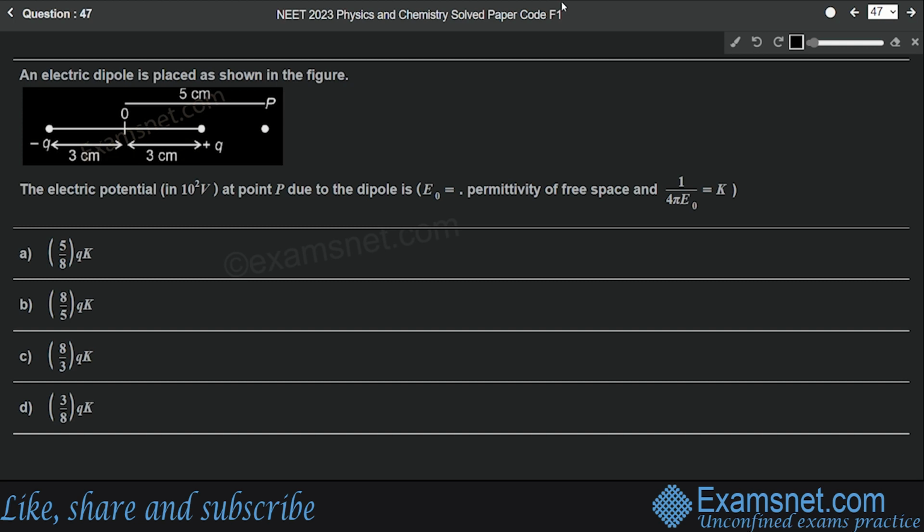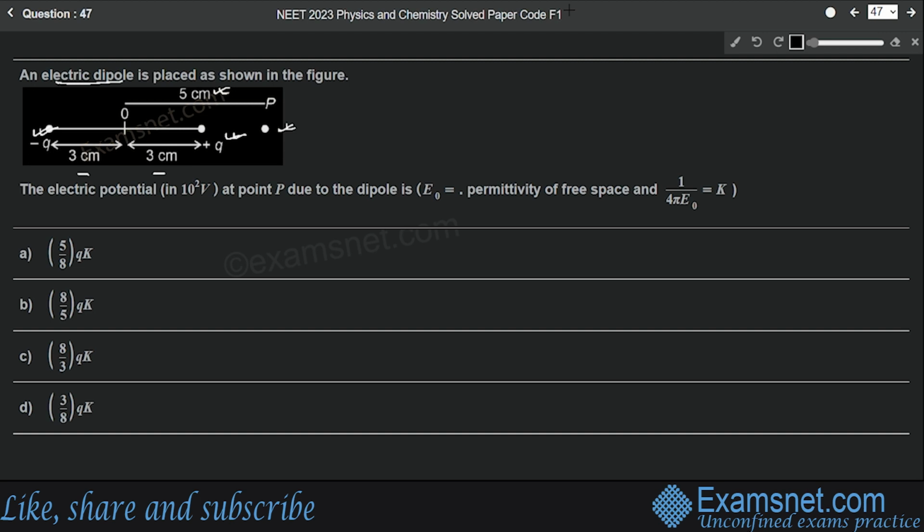Question number 47 is from the chapter electrostatic potential and capacitance, and the question is: an electric dipole is placed as shown in the figure. So this is the dipole, minus q charge and plus q charge. The length of the dipole is 3 centimeter plus 3 centimeter, that is 6 centimeter. Then we have a point P which lies on the same line as the dipole, and the distance between this point P and the dipole is 5 centimeter, which is very less, even lesser than the length of the dipole. So we'll not consider it as a dipole here. We'll consider two individual charges because this point P is very close to it. So we'll consider two point charges plus Q and minus Q here.